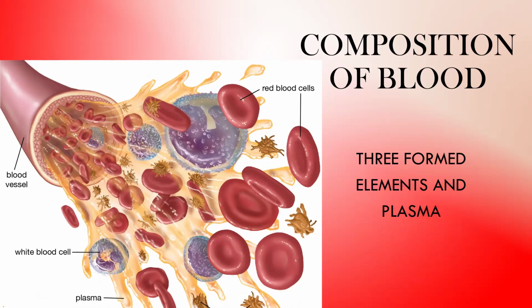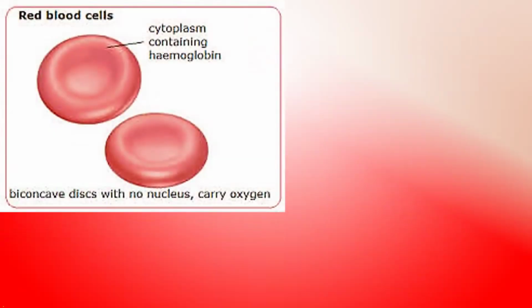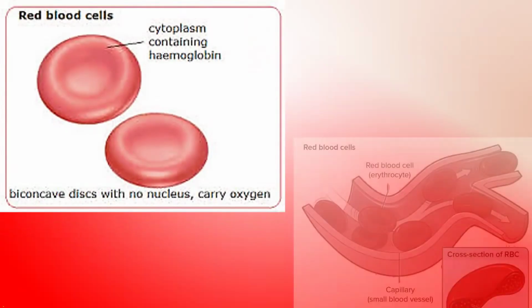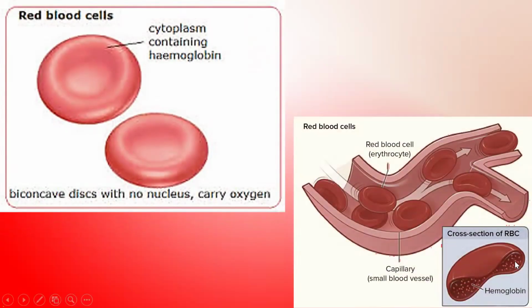Blood consists of three formed elements and plasma. First and most abundant formed elements are red blood cells or RBCs. Initially when formed, RBCs have a nucleus, but at maturity the nucleus is removed and maximum space is created to accommodate iron containing hemoglobin molecules. These hemoglobin molecules carry oxygen and give blood its red color.